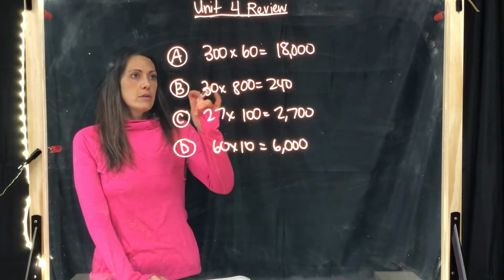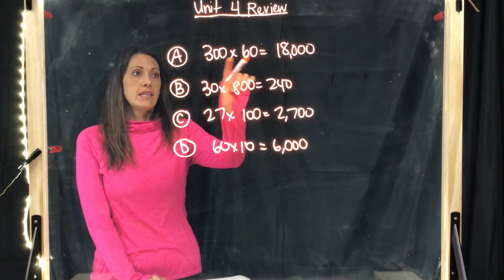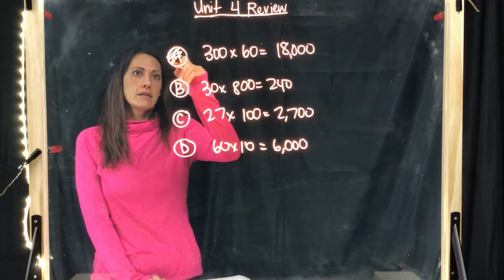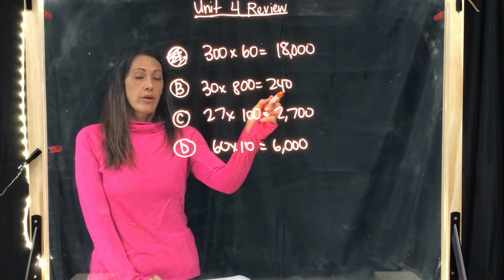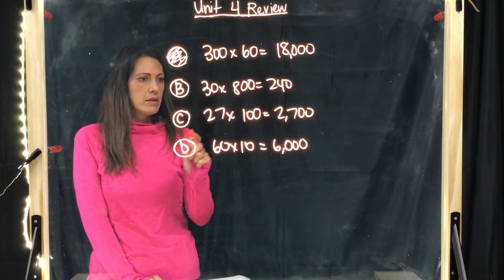So I'm going to solve these problems. 6 times 3 is 18. 18 with 3 zeros. Yep, 18,000. A is correct. When I look at B, I have 8 times 3, which is 24. And then I should have 1, 2, 3 zeros. I only have 1, so B is not correct.